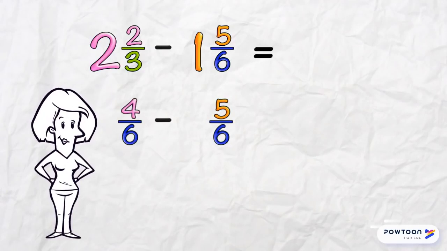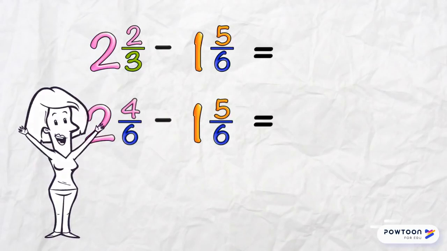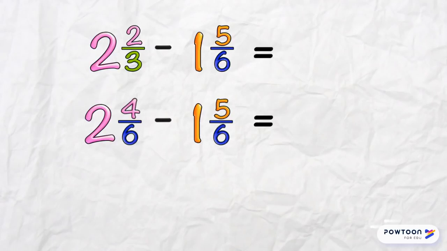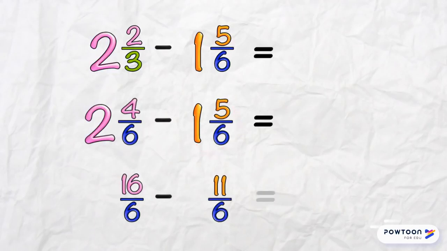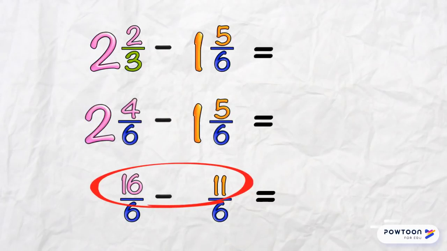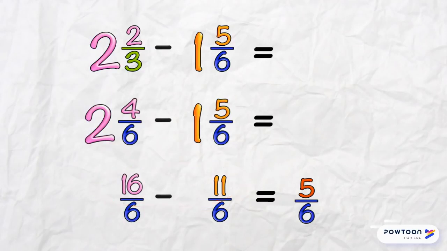If we change our mixed numbers with that common denominator into improper fractions, we will solve it easily. 2 and 4/6. So 2 groups of 6 is 12, plus the 4 from the numerator makes 16 over our denominator of 6. And here we've got 1 group of 6 plus our numerator of 5. That's 11 over 6. Now we can manage it easily. We have 16 minus 11. That's 5. Our answer is 5/6.